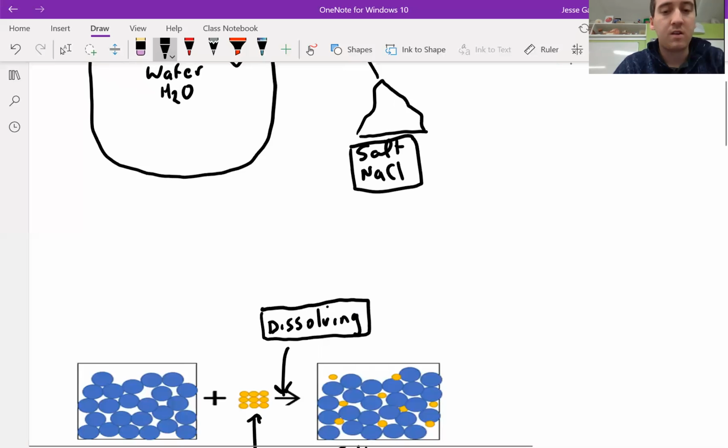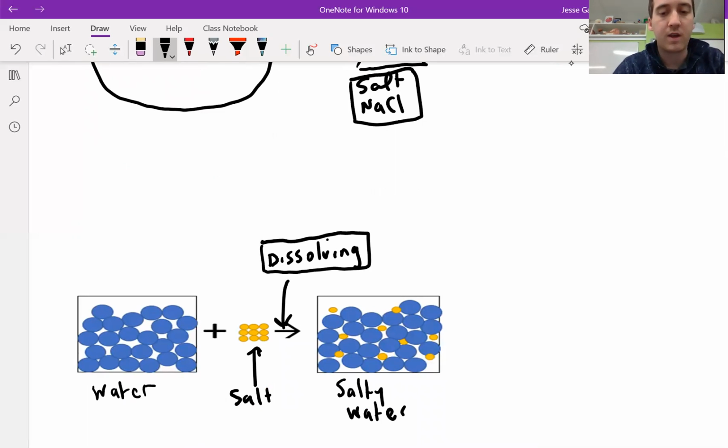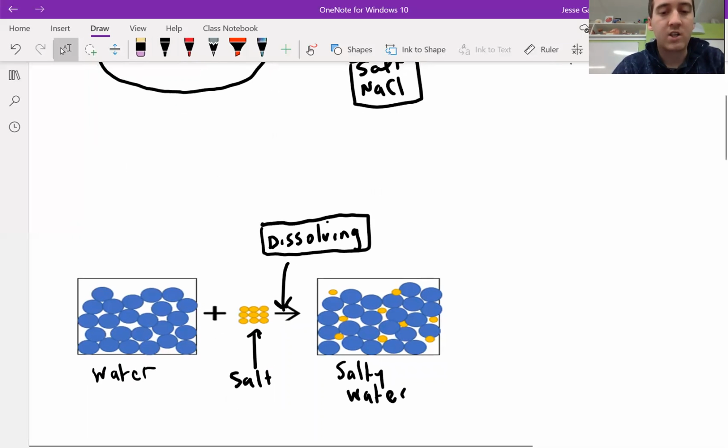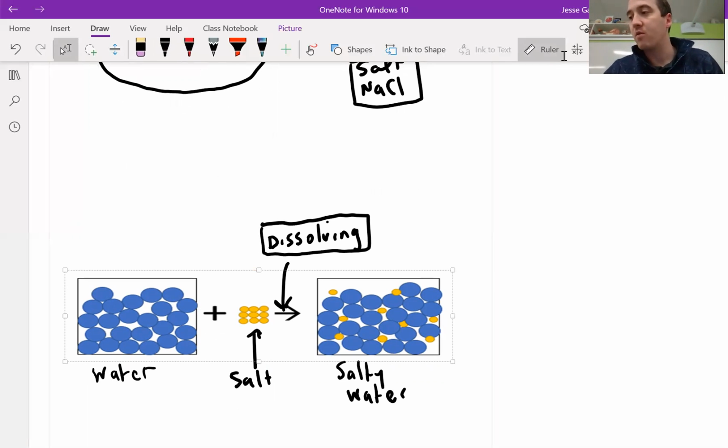Now, does it disappear? Well, from our particle diagram here, we can see no, particles do not disappear. So what actually happens then? Well, hopefully you can see that they've gone from all being attached close together and regularly arranged to now they are spread apart and they are basically detached from each other and they are spread amongst the water particles. So they break away from each other and they move into the water.